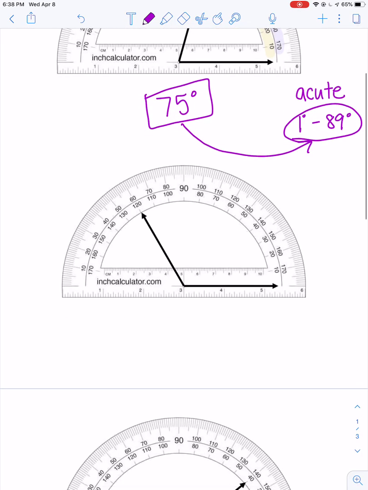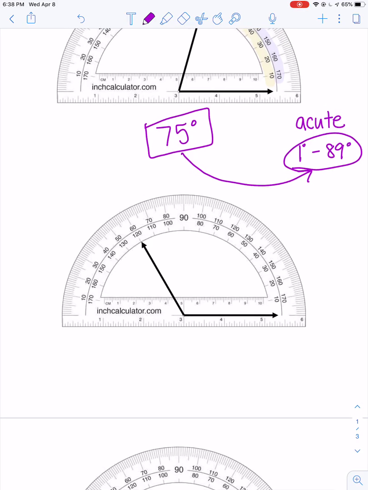Let's do another one. Down here, I can see that this angle opens to the right, but that it is an obtuse angle. So, when I'm looking at this, I know that it's going to be 91 degrees all the way up to 179 degrees. Can't be 90 degrees because that's right. Anything less would be acute. It can't be 180 because 180 is a straight angle.